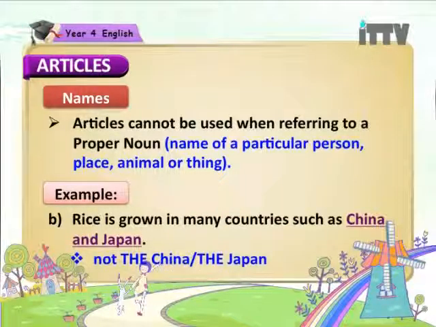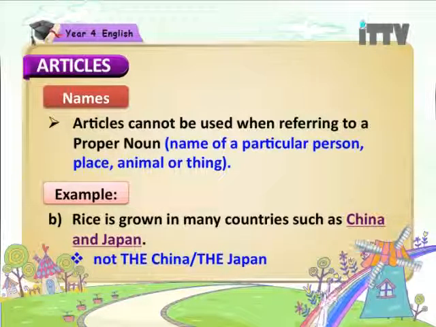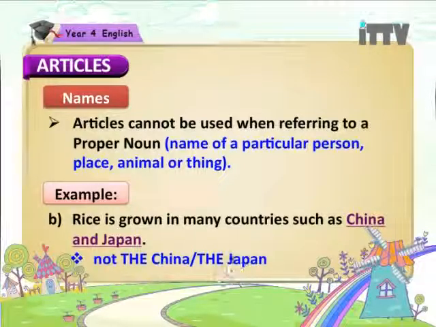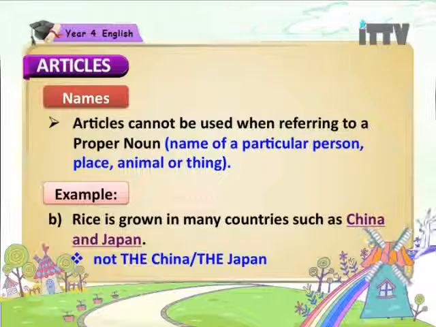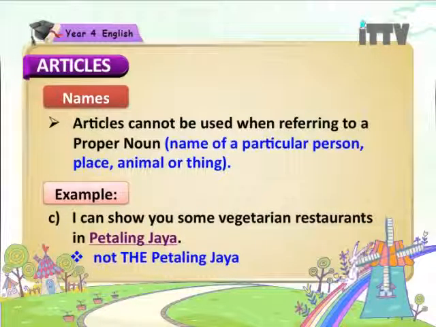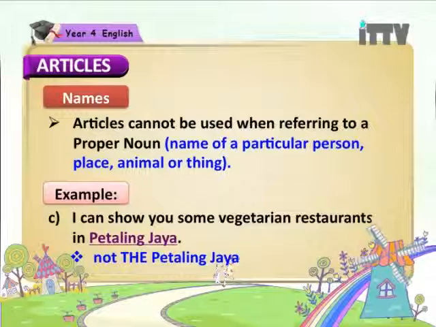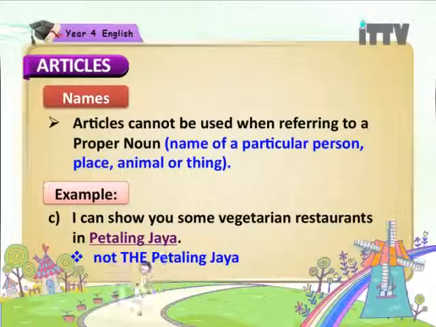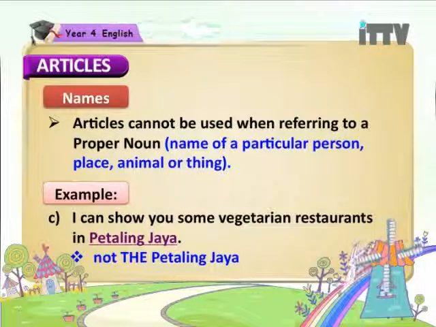Rice is grown in many countries such as China and Japan. It should not be, rice is grown in many countries such as the China and the Japan. That is wrong. I can show you some vegetarian restaurants in Petaling Jaya. Remember, it should not sound this way: I can show you some vegetarian restaurants in the Petaling Jaya. That is wrong.